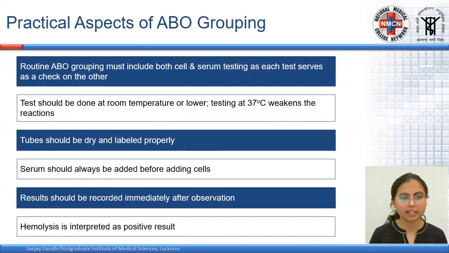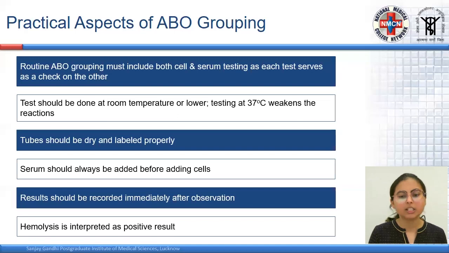Now, what are the practical aspects of ABO grouping? In order to validate a blood group, we have to test for both the antigens and antibodies. They are called forward grouping and reverse grouping. Forward grouping involves testing the red cells to see which antigens are present on the surface, and reverse grouping means testing the serum to see the presence of antibodies. They both should be performed in parallel and should validate each other in order for the blood group to be confirmed.